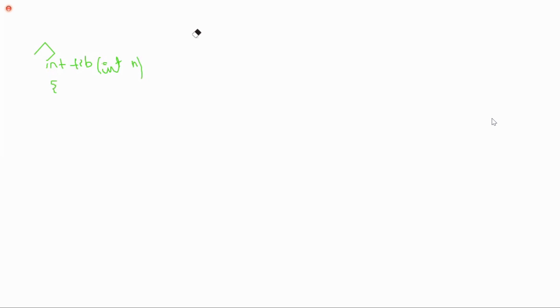That is, initially I'm initializing the starting value f naught is equals to 1. I'm starting with 1. F1 is equals to 1. And I'm initializing one more variable, int i is equals to 1. While i less than or equals to n, what I'm doing, observe carefully.